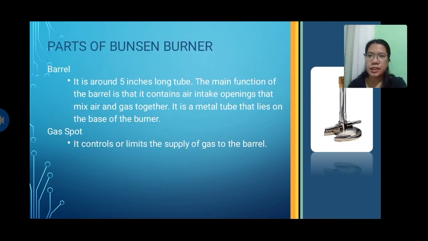First part is barrel. It is around 5 inches long tube, and the main function of the barrel is to contain air intake openings that mix air and gas together. It is a metal tube that lies on the base of the burner. Gas pad. It controls or limits the supply of the gas to the barrel.